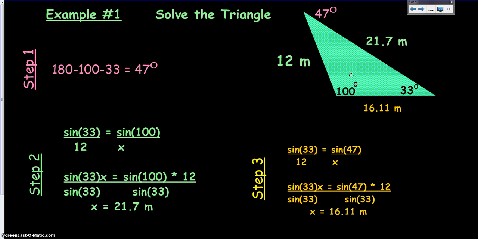The same thing should apply here. I have an angle of 100 degrees. The side across is 21.7, which is the longest side of the three. 33, which was the one that was given, was the smallest angle, and it has the smallest side. 47 is not that far away from 33, and so that side is just a little bit bigger. It really does make sense how those numbers work, and it's just an easy way to make sure your answer makes sense.